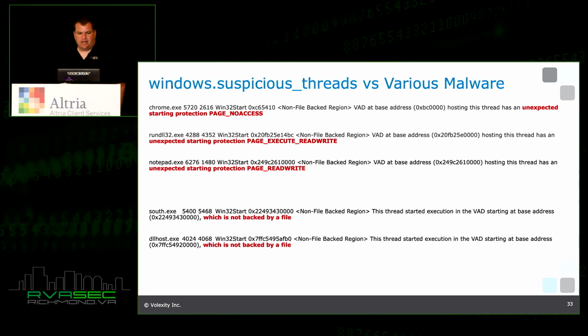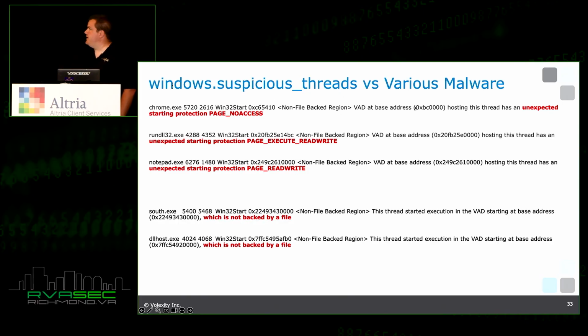So this is another slide where I changed things around because it was from infected samples. There's not really a south.exe on Windows, but the idea is this is from real malware samples, which is why I just call it various malware. So the idea is as I mentioned, we're going through every thread, mapping it back to its VAD, and then making sure the invariants are there.